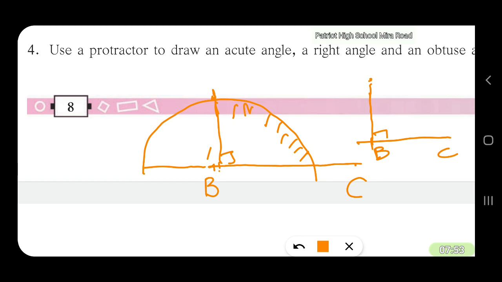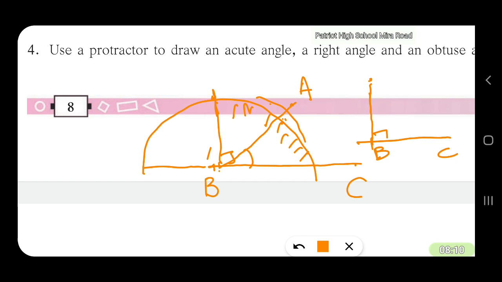If you want an acute angle, you mark a point over here, anywhere. Suppose you mark it here. Join point A with B. So ABC will be an acute angle.